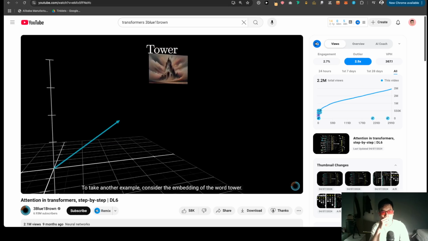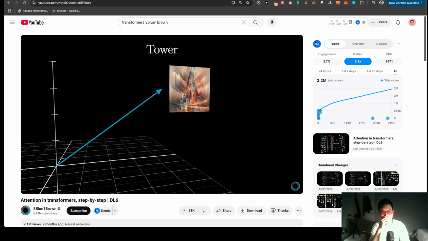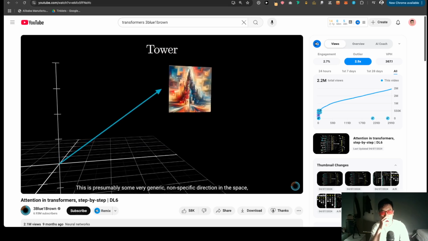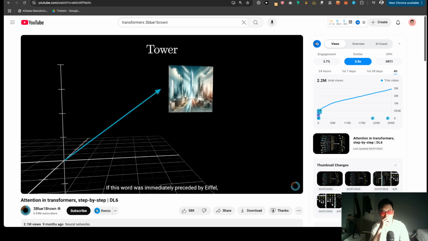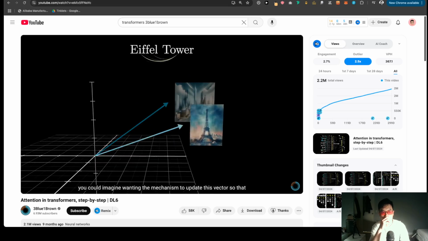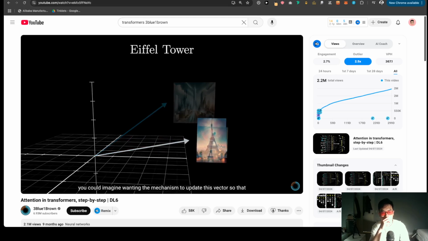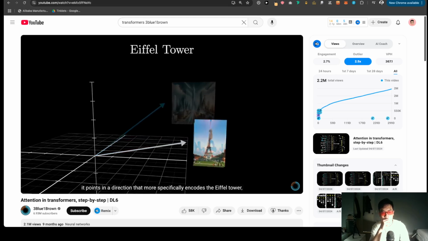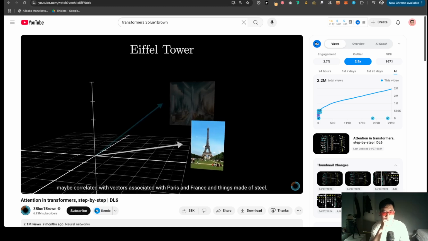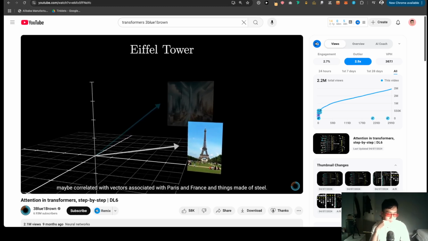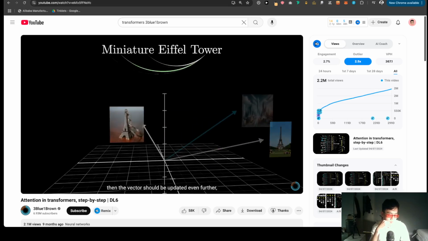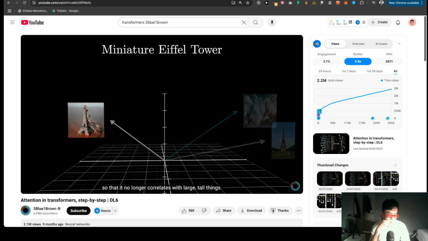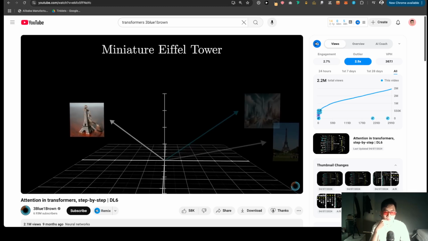To take another example, consider the embedding of the word tower. This is presumably some very generic, non-specific direction in the space associated with lots of other large, tall nouns. If this word was immediately preceded by Eiffel, you could imagine wanting the mechanism to update this vector so that it points in a direction that more specifically encodes the Eiffel Tower, maybe correlated with vectors associated with Paris and France and things made of steel. If it was also preceded by the word miniature, then the vector should be updated even further so that it no longer correlates with large, tall things.